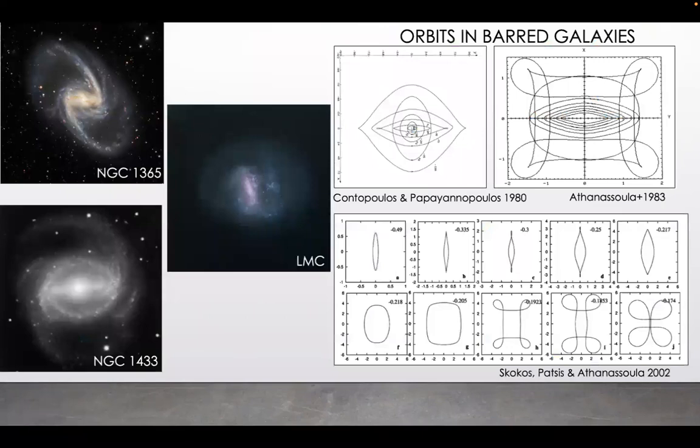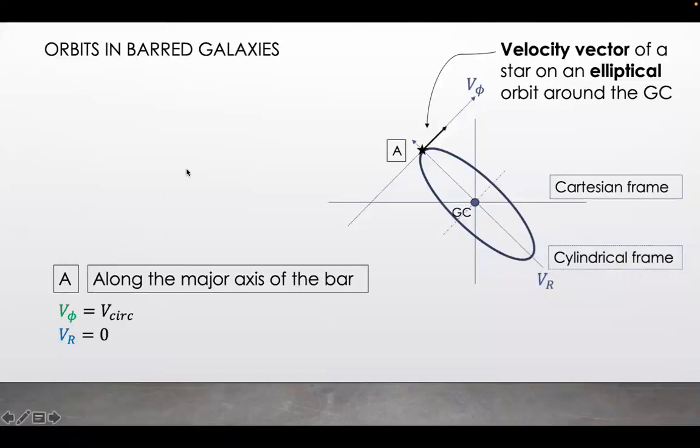But we know that there are barred galaxies, and the orbits have been well studied in the past. The orbits in the bar region are elliptical, and here you can see some of the families and some examples of well-known and well-characterized barred galaxies. And I put here the LMC because it is established now, for some years, that the LMC's elongated bright feature is the galactic bar of the LMC, which is our target. So now let's do the same exercise, but instead of a circular orbit, an elliptical orbit.